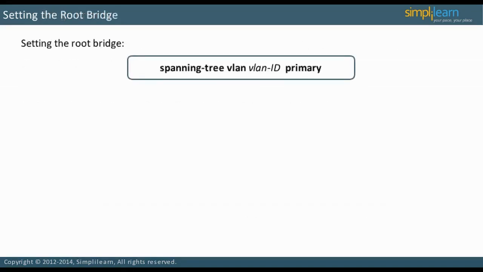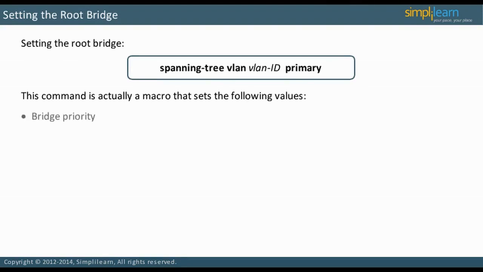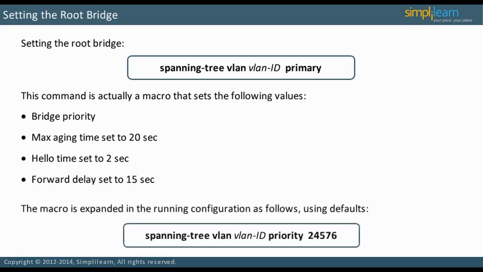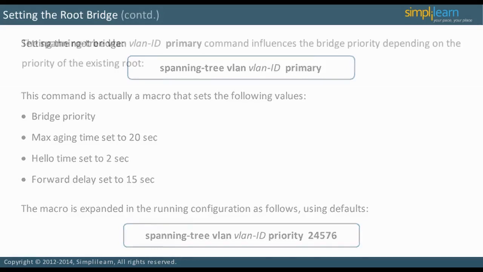Setting the root bridge is the recommended method for influencing root bridge election. This command is actually a macro that sets the following values: bridge priority, max aging time set to 20 seconds, hello time set to 2 seconds, and forward delay set to 15 seconds. The bridge priority is discussed in the next slide. Using defaults, configuring the primary command will result in the last command on the screen being inserted into the running configuration. Let us continue our discussion in the next slide.